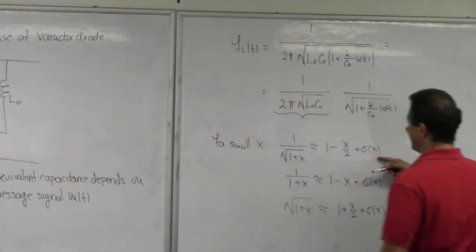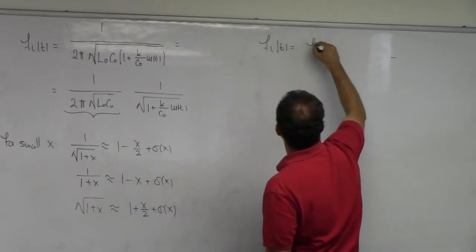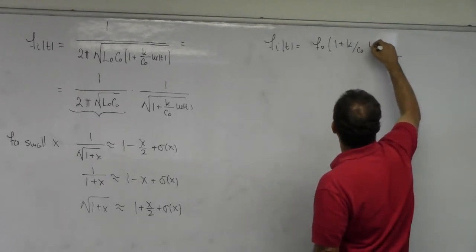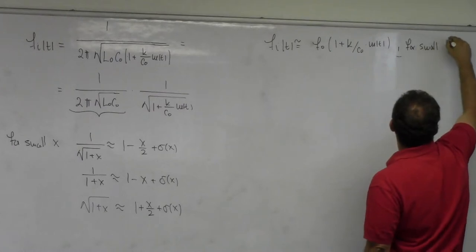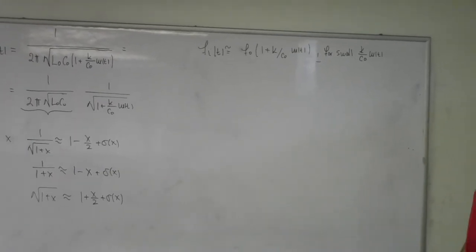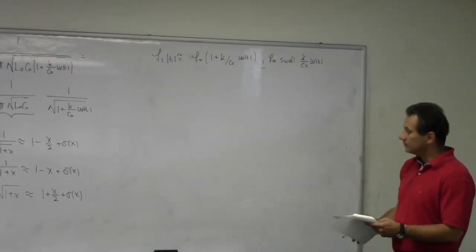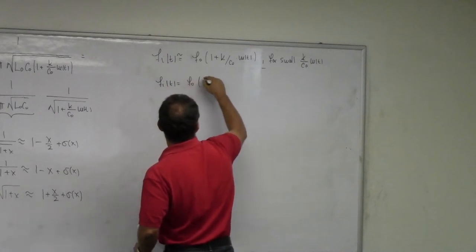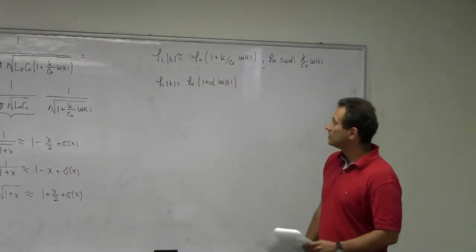So now, if I take the first one here and apply it to this expression, I get that my instantaneous oscillations are going to be f0 times 1 plus k over C0 times m of t, approximately, for small k over C0 m of t. So if my modulation index is small, then this is what it becomes. And you can see now that your instantaneous frequency, f_i of t, is equal to f0 times 1 plus some alpha m of t. So it depends linearly on m of t, which is what we try to accomplish.